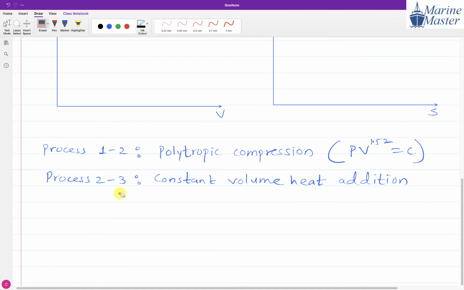So here 1 to 2 is one process. First is state 1, second is state 2, and the third state is 3. So here we will have 3 states.